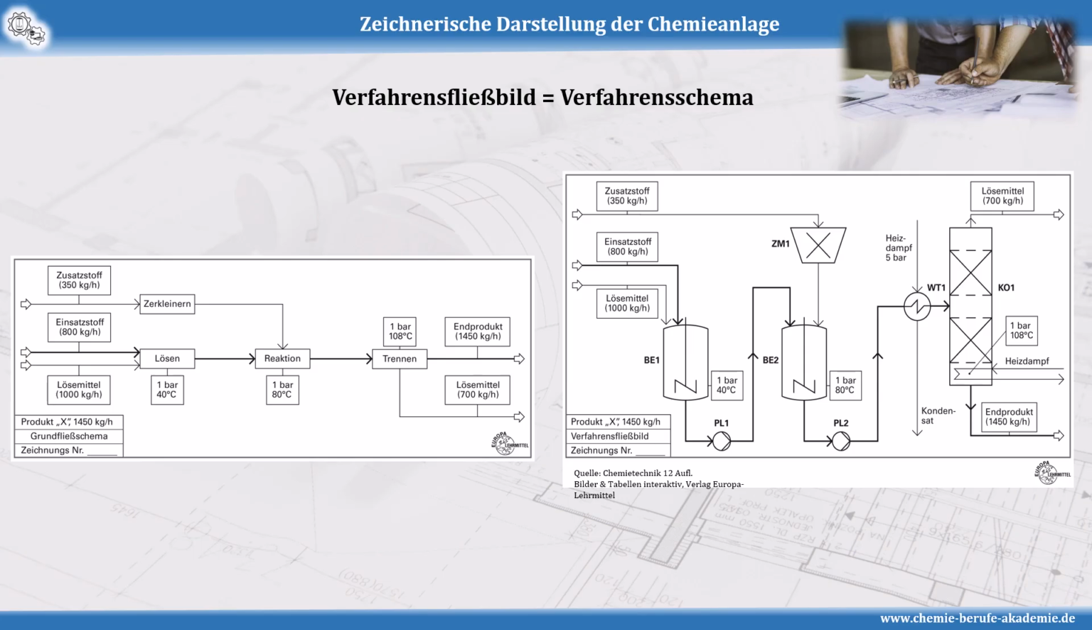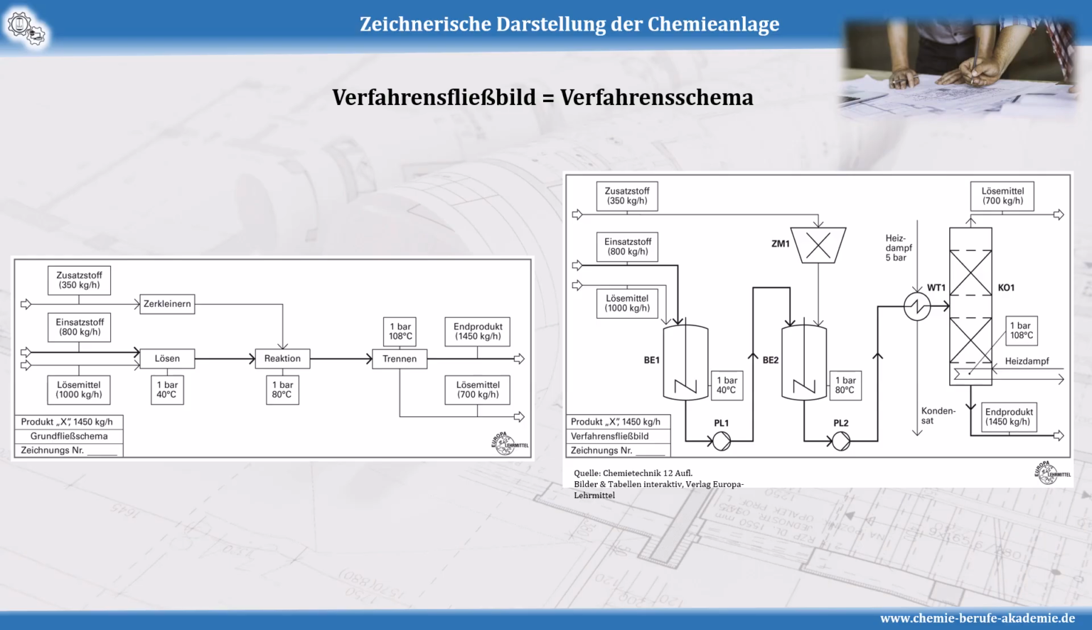In the process flow diagram, we can see that the raw material and the solvent are dosed into vessel B. This vessel has a stirrer, so the two substances are mixed, and dissolving takes place at 1 bar and 40 degrees Celsius. Then, the pump PL1 transfers the solution into vessel B2. Here, the crushed additive is added, and the reaction takes place at 1 bar and 80 degrees Celsius.